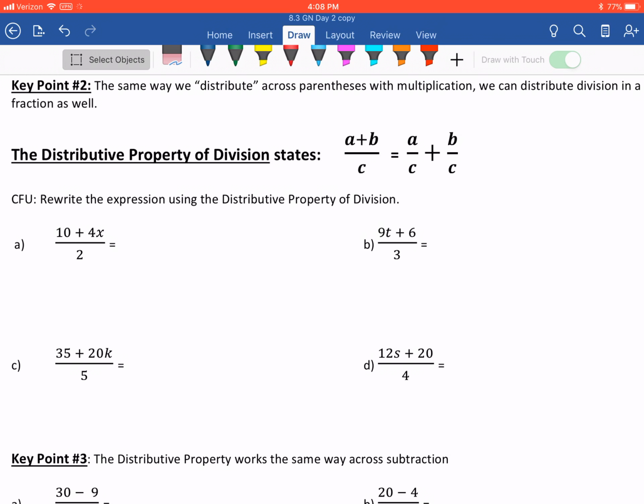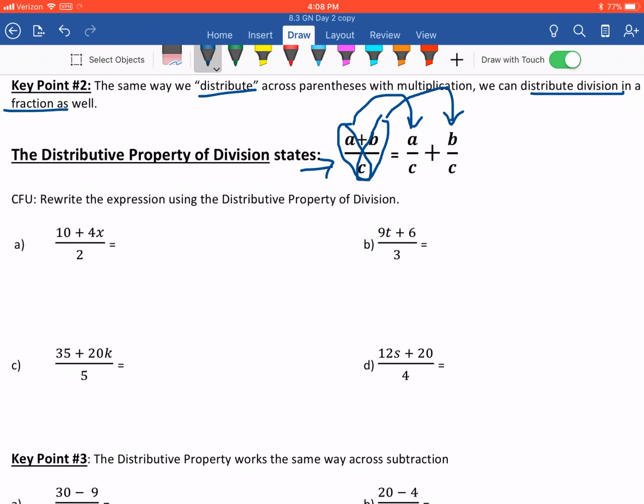All right, key point number 2. The same way we distribute across parentheses with multiplication, we can also distribute division with fractions. So the distributive property of division states a plus b over c equals a over c plus b over c. That just means you can take them in pieces, a over c, and then b over c. And it makes this pretty little heart whenever you draw the lines.